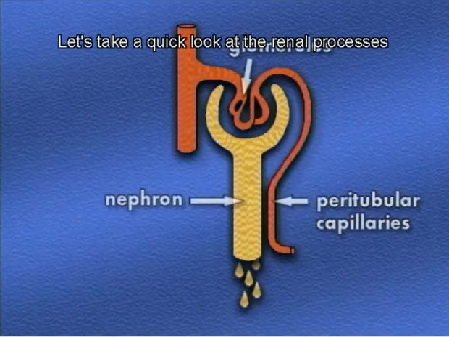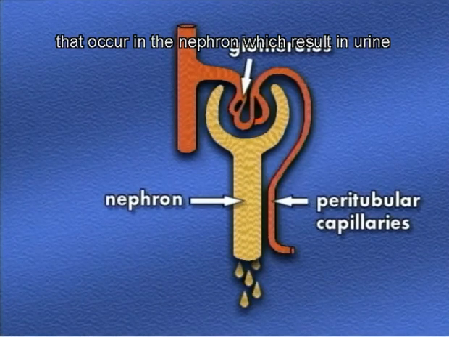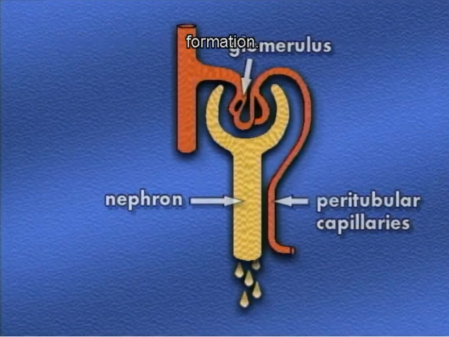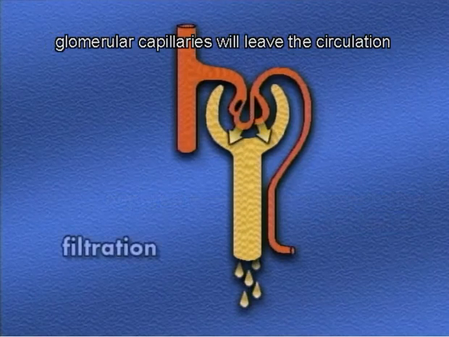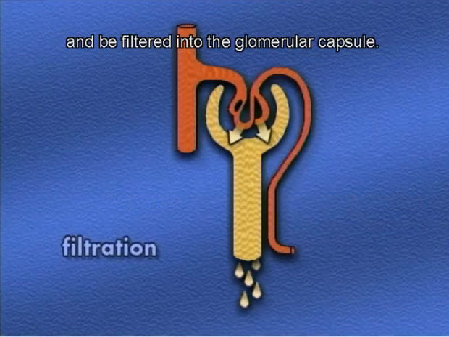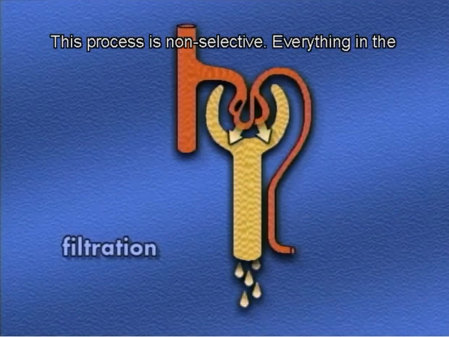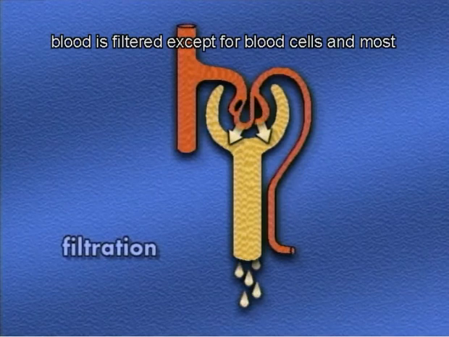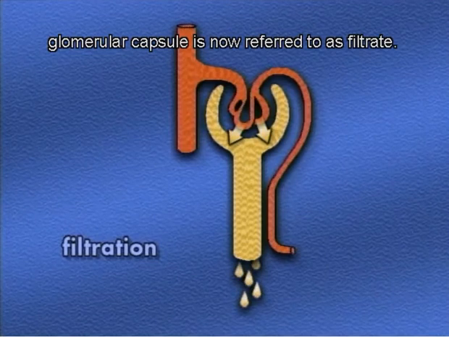Let's take a quick look at the renal processes that occur in the nephron which result in urine formation. About 20% of the plasma entering the glomerular capillaries will leave the circulation and be filtered into the glomerular capsule. This process is non-selective. Everything in the blood is filtered except for blood cells and most plasma proteins. The plasma that enters the glomerular capsule is now referred to as filtrate.